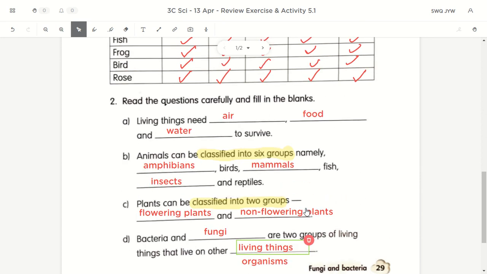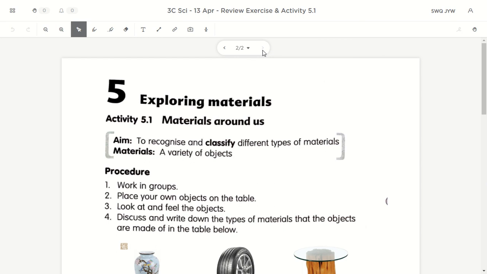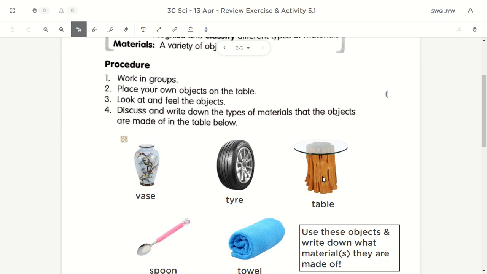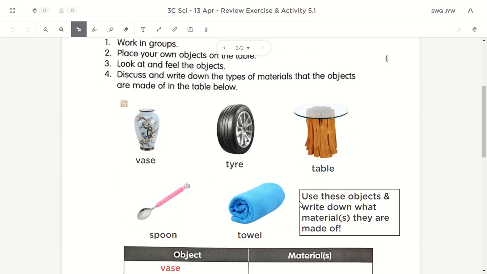Okay, so make sure you get the corrections done. This is basically quite straightforward. Alright, now we go on to the next part. Activity 5.1. Okay, so from the lesson yesterday, you should have realized there are in total 7 different materials that you have learnt. Alright, and in this exercise, we'll also cover all the 7 materials that you have learned so far in the slides and the lesson yesterday.